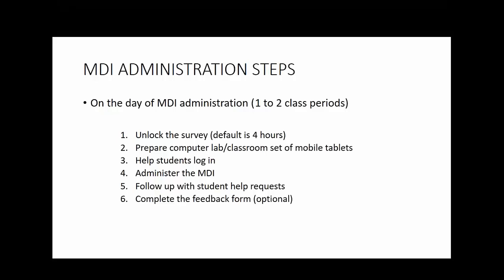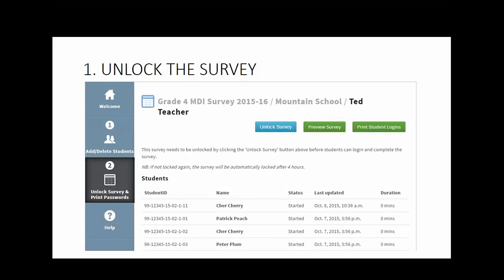On the day of survey administration, we recommend that you unlock the survey, which is step number 2 on the left-hand side. Unlocking the survey is really to protect the security of student logins. Students can only access the survey when a teacher or principal has unlocked it. Once the survey is complete, you can collect the logins and lock the survey. Also, the survey automatically locks after 4 hours.